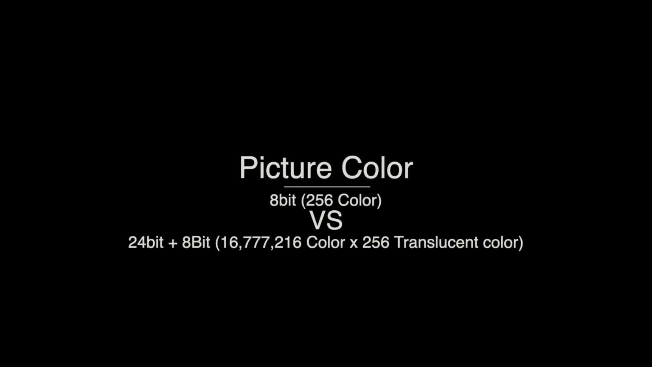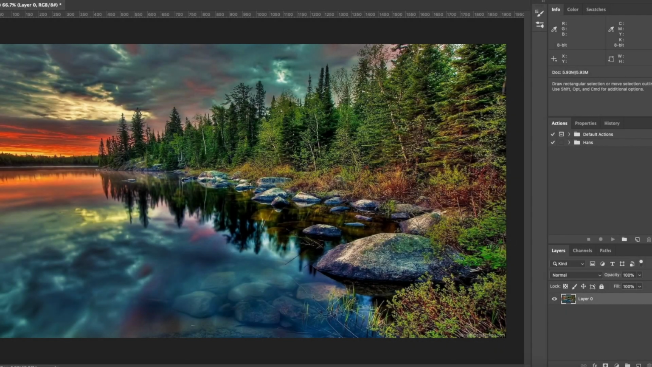So the first difference is the quality of picture, or picture color numbers. In MUGEN 1.0 or WinMugen, they only support 8-bit color. But in MUGEN 1.1, with OpenGL support, they support 24-bit plus 8-bit translucent color. Okay. I will explain what this means. So I will use Photoshop for the demonstration.